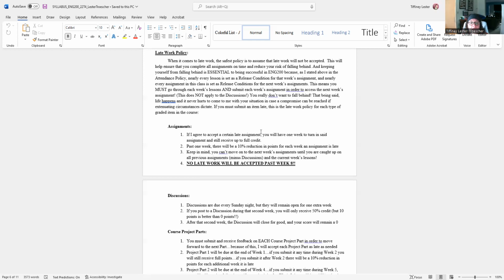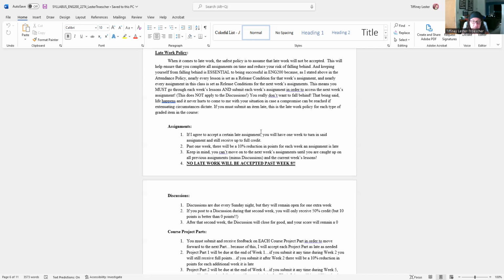Right? But for every week past that, there is a 10% reduction in points. Now, hopefully, because of all of these release conditions and those chain reactions, this doesn't even become a problem. Hopefully everyone is able to get things turned in on time, or at least within that 1 week window where it would still be counted for full credit.